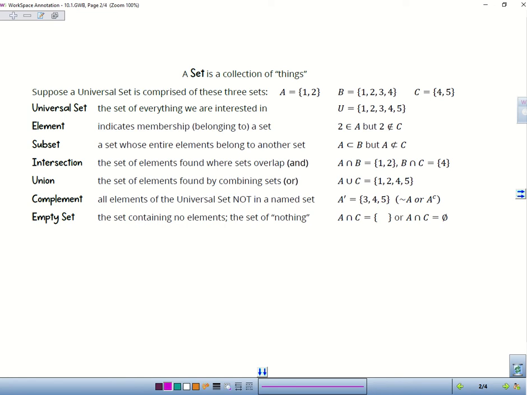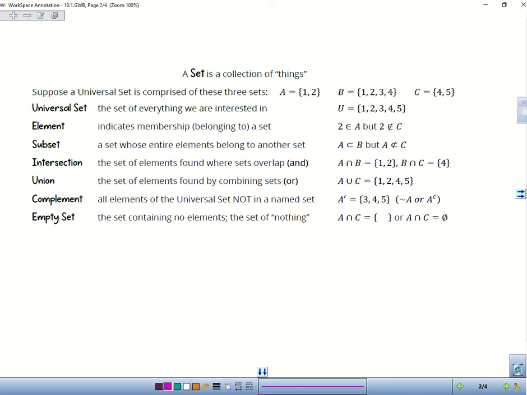So a universal set is basically a set of all the numbers that we can even consider in any of our sets. Okay? Now we've also been given set A, set B, and set C. The universal set is all those numbers combined, basically putting all those numbers into one set. An element indicates membership or belonging to a set. So for example, the number 2 is an element of set A, but the number 2 is not an element of set C. Does everybody see that visually why that's the case?